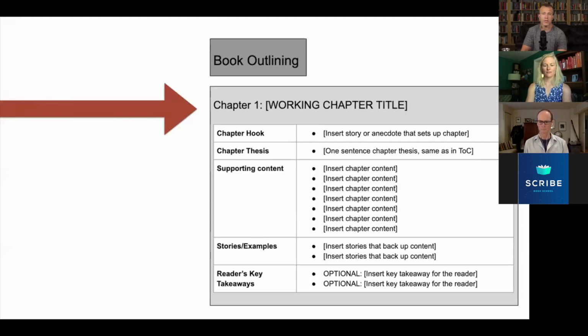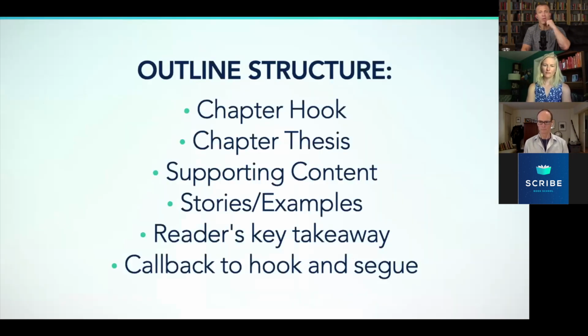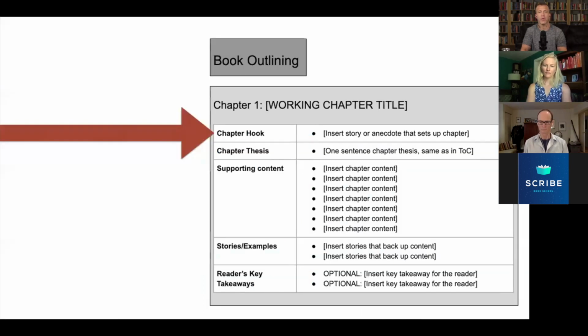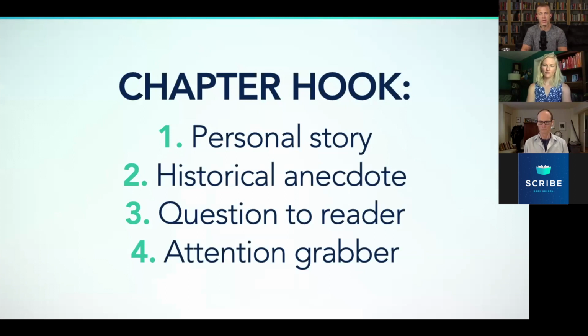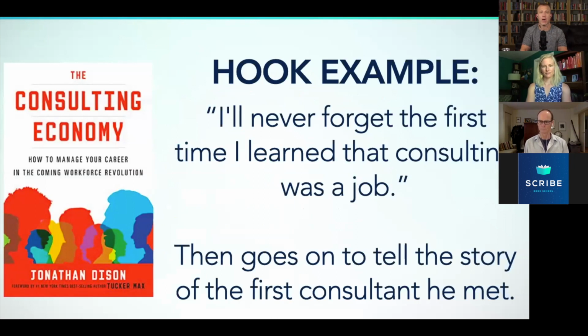So let's go over the outline structure. If you scroll down beneath the orange section, you can see an example outline structure. Here are all the different points, and I'm going to go through each one. The first part of a chapter is the hook. Now, a hook can be anything that gets someone's attention. It could be a personal story, a historical anecdote, a question to the reader, any attention grabber.